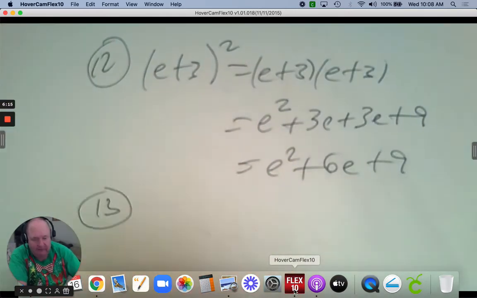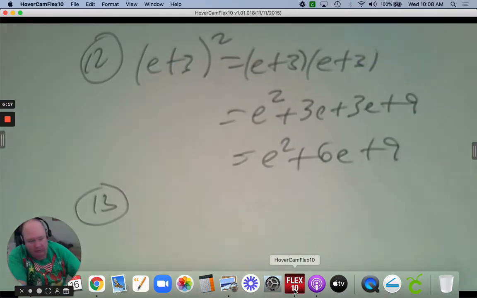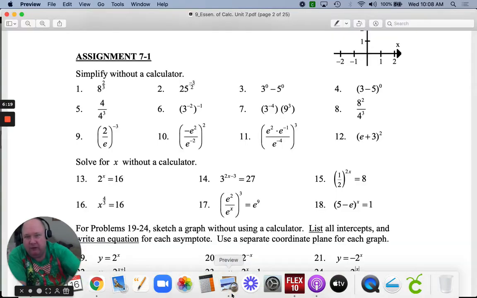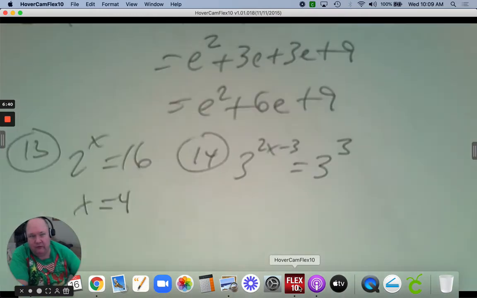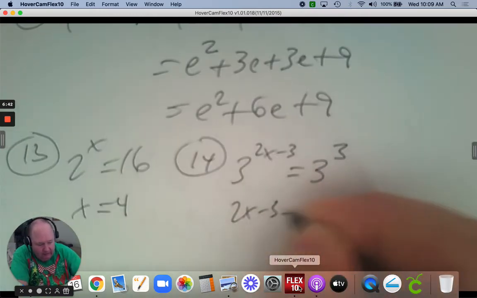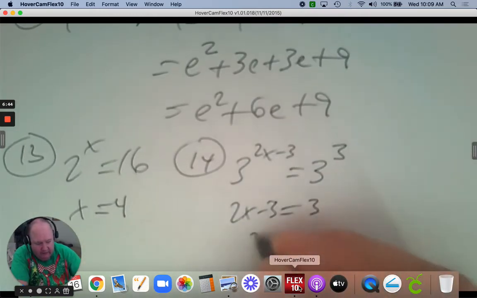Number 13, you're solving an exponential equation. 2 to the x equals 16. You can get common bases or just know the answer. So for this one, x would have to equal 4 because 2 to the 4 is equal to 16. For number 14, get common bases. That will make it easier. So 27 can be written as 3 cubed so that the bases are the same. Then make the exponents equal to each other and then solve it.